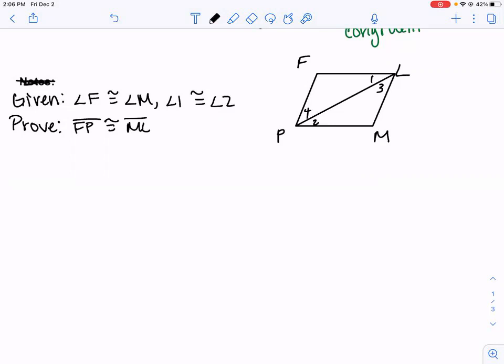Okay, so I'm giving you information about parts of triangles, but instead of proving that I have congruent triangles, I want you to prove that a piece of this triangle is congruent to a piece of this triangle. Well, if I show that those 2 triangles are congruent, then we know all the corresponding parts are congruent. So let's first focus on proving our triangles congruent. Let's identify our given information. F is congruent to M and 1 is congruent to 2.